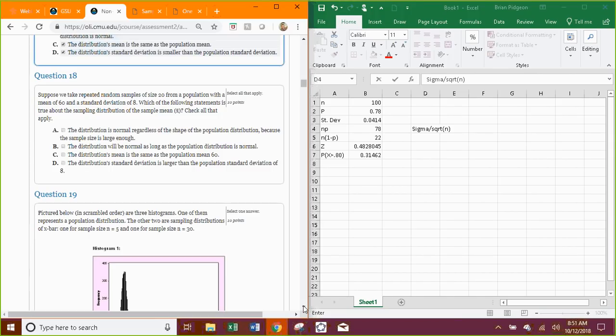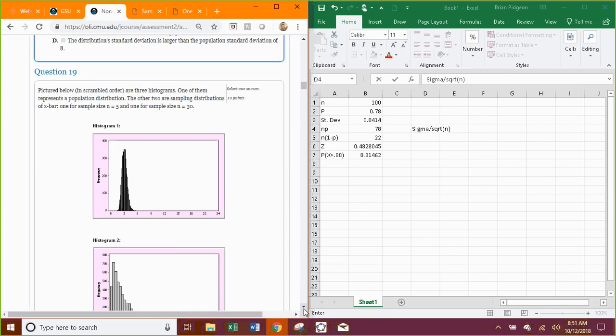Suppose we take repeated random samples of size 20 from a population with a mean of 60 and standard deviation of 8. Which of the following is true? The distribution is normal because the sample size is large enough. That's not true. We typically say it's 30 or more. The distribution will be normal as long as the population distribution is normal. Yep. The distribution's mean is the same as the population mean. That's correct. And the distribution standard deviation is larger than the population's. That's not true. The sampling distribution has a smaller standard deviation, smaller variability. So it's just B and C.